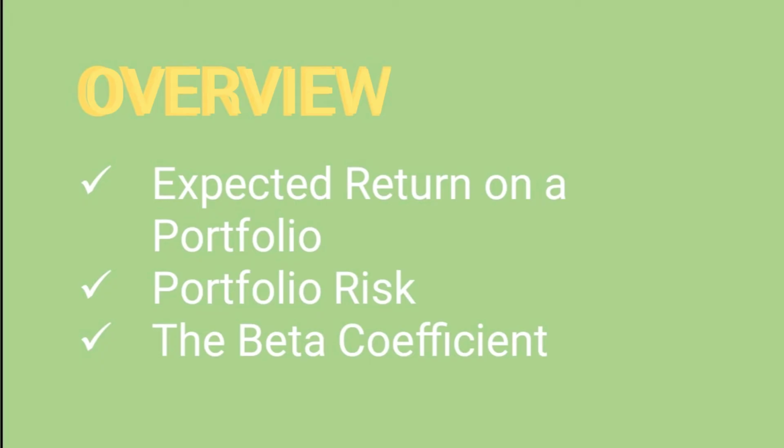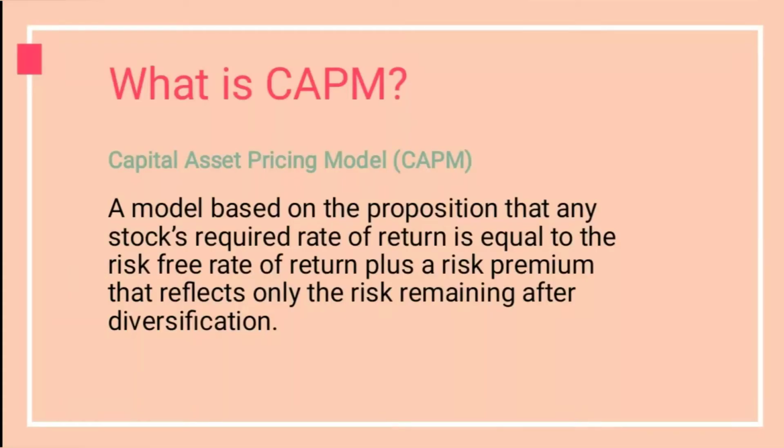I'll give you an overview of the topics that I'll be discussing. The first one is the expected return on a portfolio, the second is portfolio risk, and the last one is the beta coefficient. In this section, we discuss the risk of stocks when they are held in portfolios rather than as standalone assets.